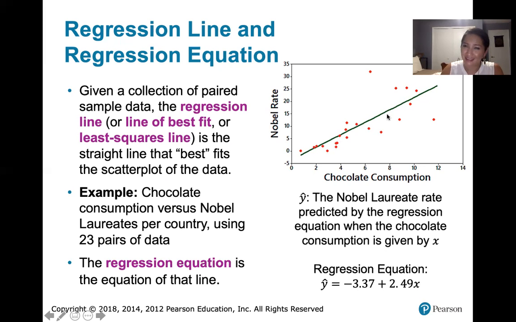Those are y values on the actual line. They're not the exact y values. The exact y values are the y values that go with a particular x value. There's an x value here and it goes to a certain y value over there. Y hat though, for this particular x value would be this y value, which looks like it's about 12 for x equals about 6.5. So that's what this regression equation does. It gives you a predicted value of y, or the Nobel laureate rate, given a particular amount of chocolate consumption.